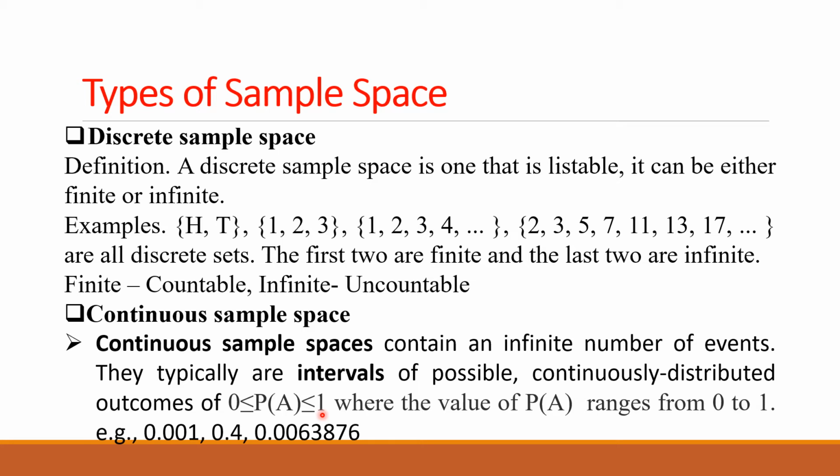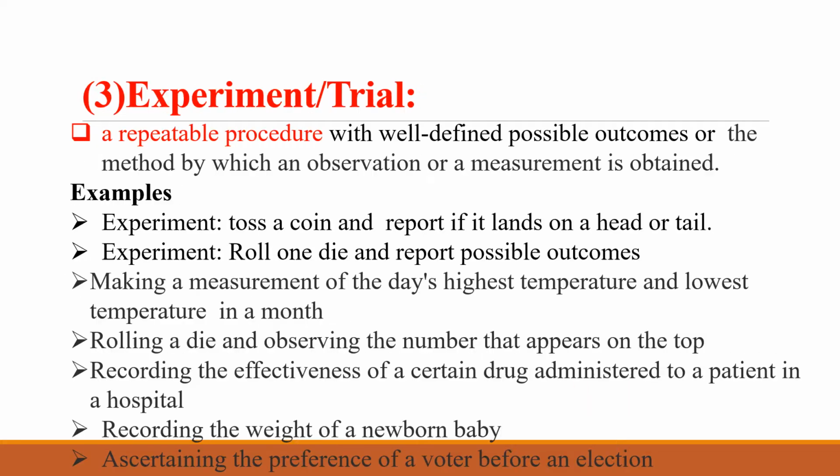But sometimes you have an experiment that has so many possible outcomes, in which case the values of the probability will be either too small or too big, but of course ranging between 0 and 1. So the range may be 0.01, 0.9, 0.8, 0.4, and so forth.